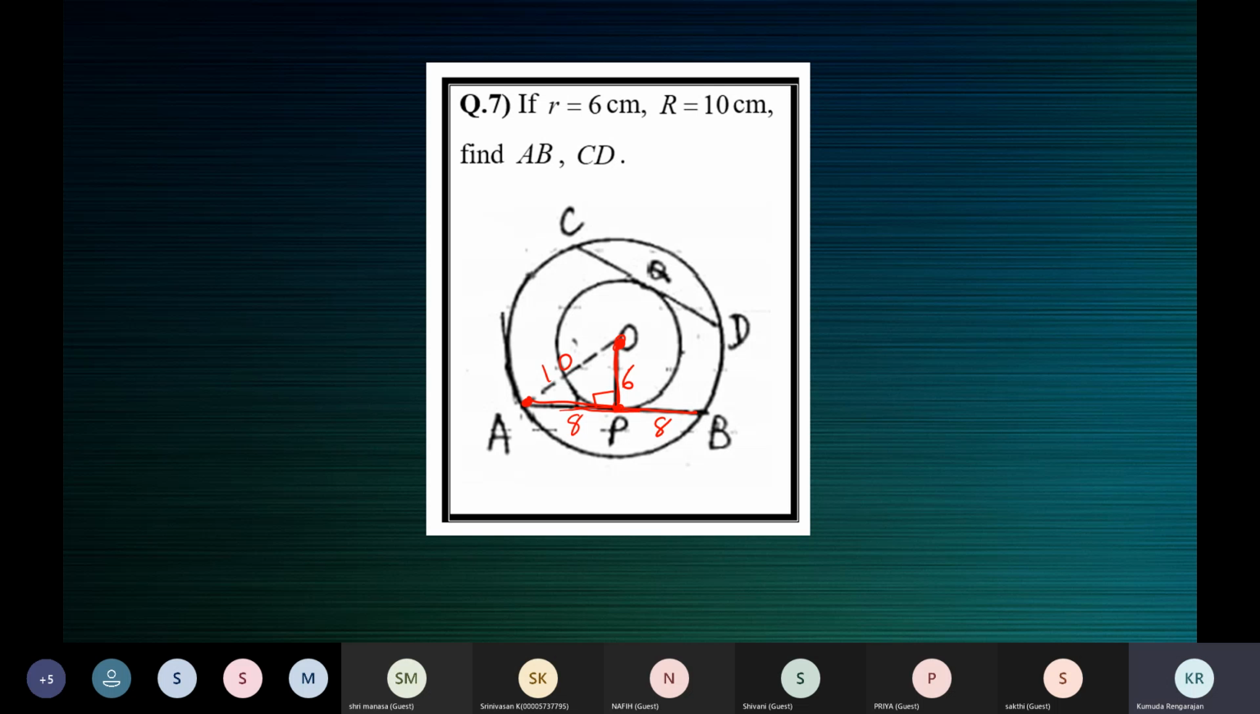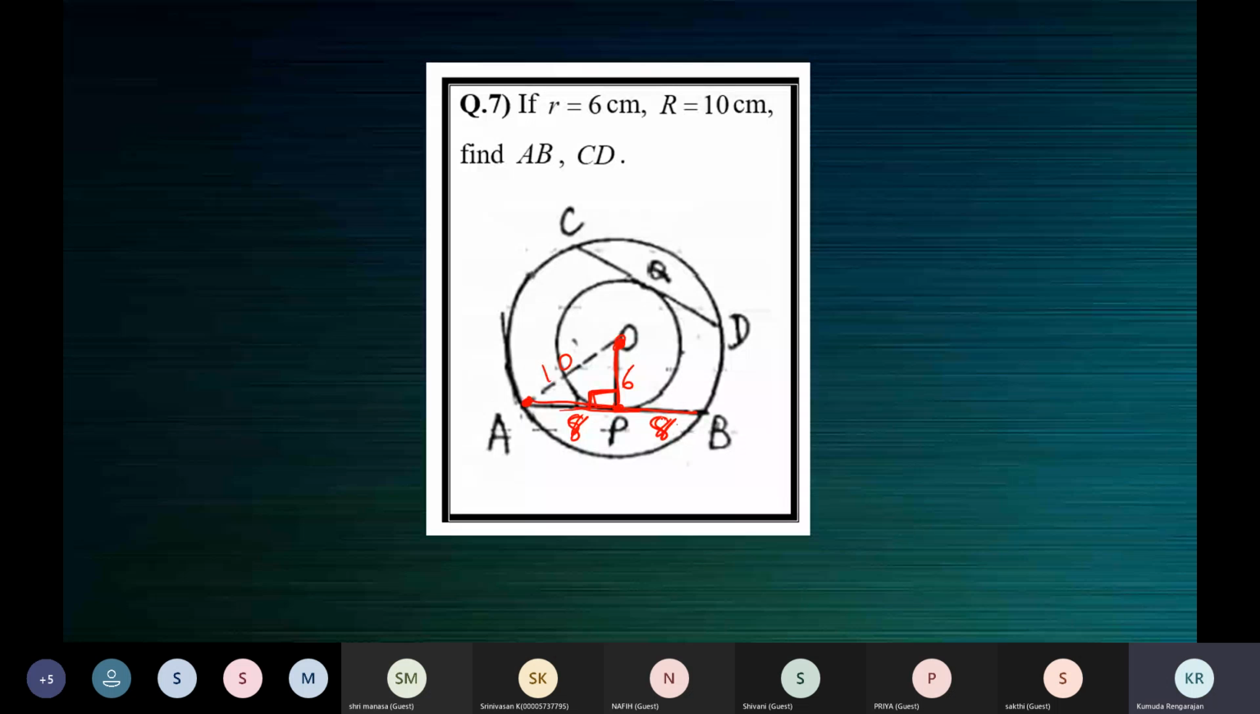These are two concentric circles. To the inner circle, AB is a tangent. To the outer circle, AB is a chord. Now we treat AB as a tangent to the inner circle and OP the radius. So radius perpendicular to tangent. That's how we have this 90 degrees. Pythagoras theorem, this is 8 centimeters. 8 plus 8, 16. Again, how is this also 8?